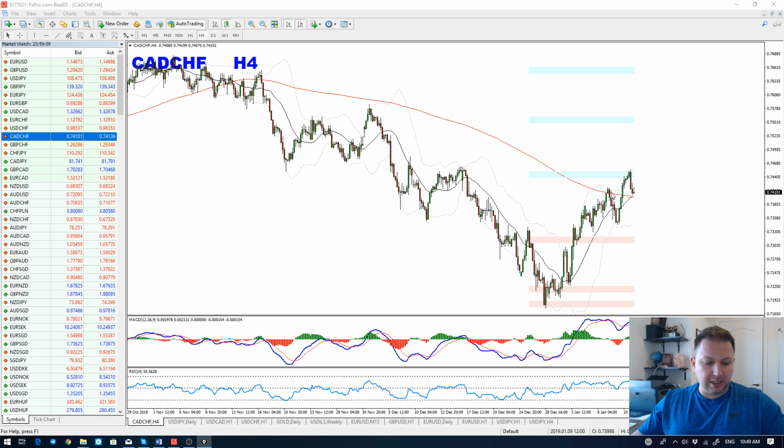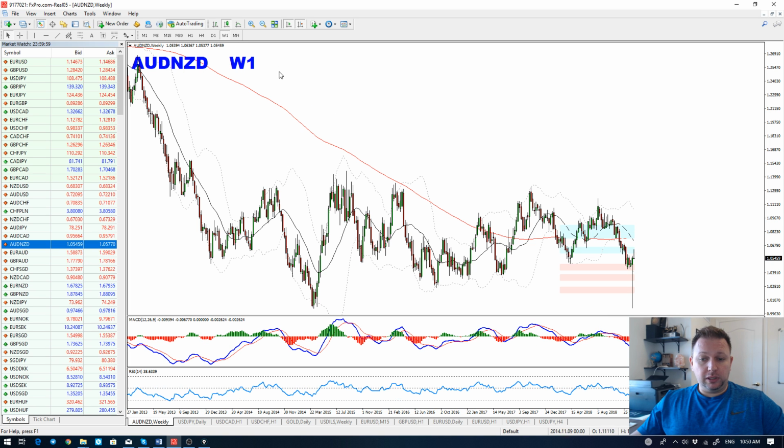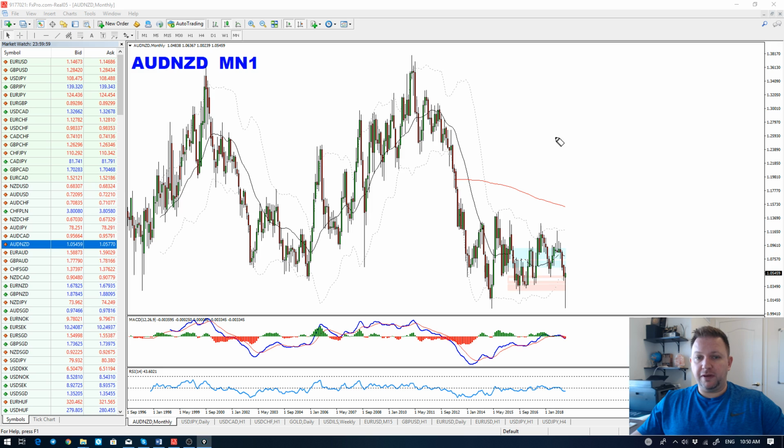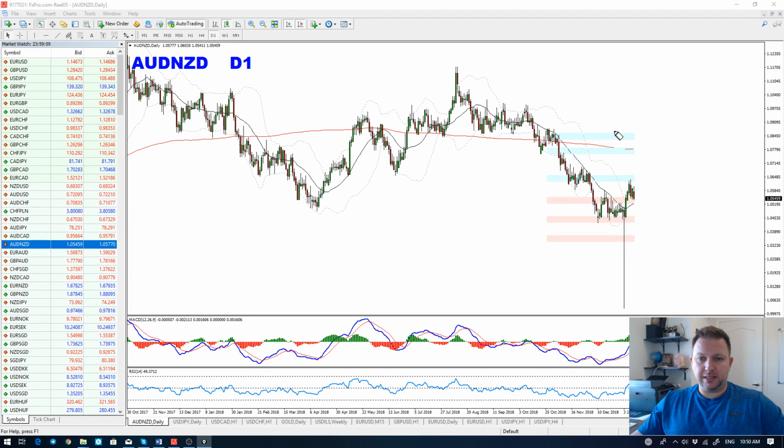The next pair on the list is Aussie versus the Kiwi, a pair that I love generally. I'm looking for buys here due to the fact that the monthly chart is holding its ranging pattern, weekly supports a bullish divergence here, and a daily chart currently has a bearish divergence for us, but that comes already after higher highs.